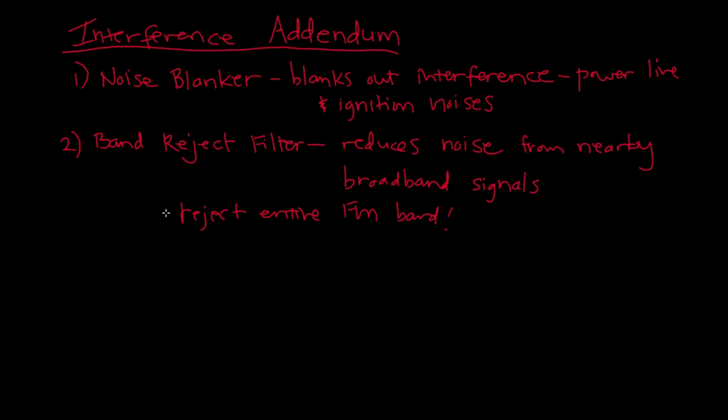The noise blanker is built into your radio. The band reject filter usually isn't. You don't really need to know that. That's just for your information, but that's not going to be on the test.